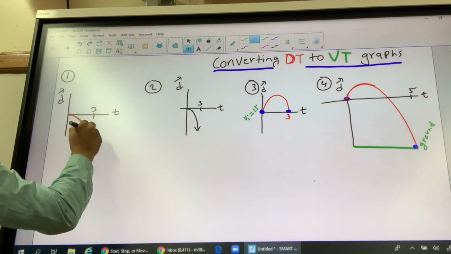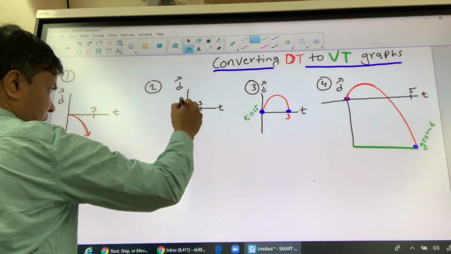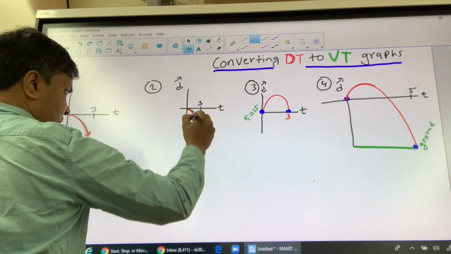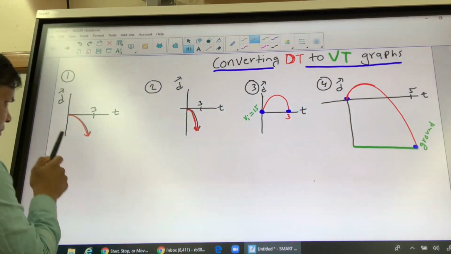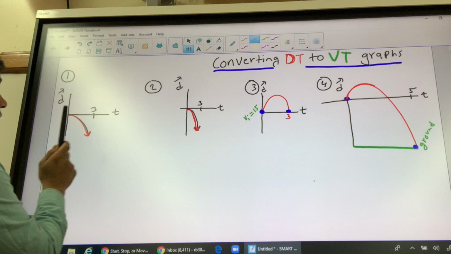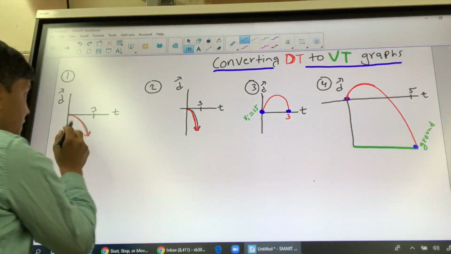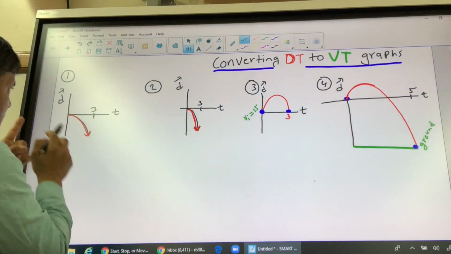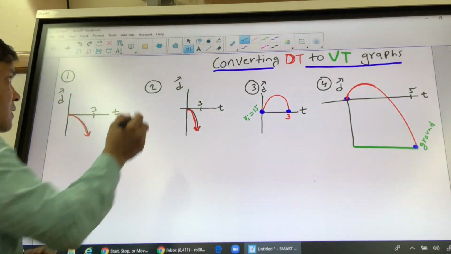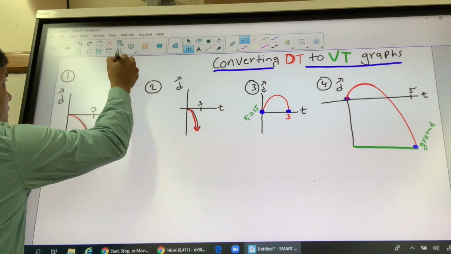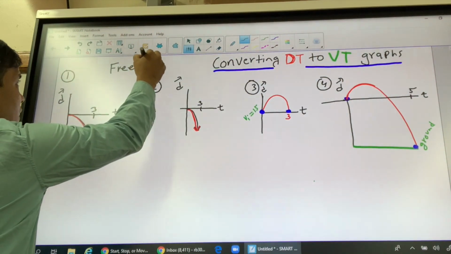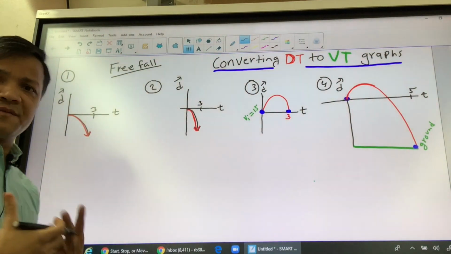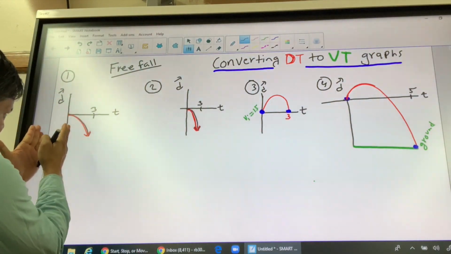I have a graph like this and a graph like this, so I want to make a distinction between them. This one must represent a free fall scenario. I have to figure that out. So these are all free fall. These all four scenarios represent free fall. But what types of free fall is this one?